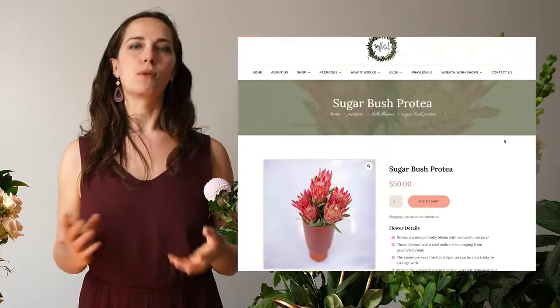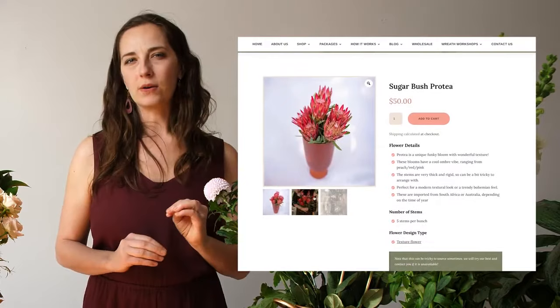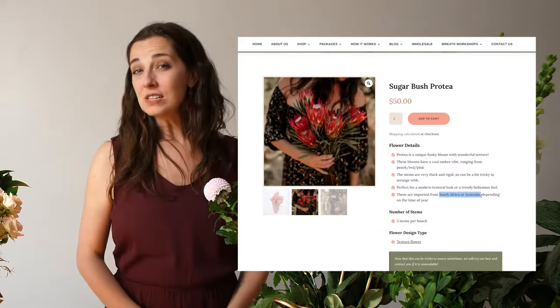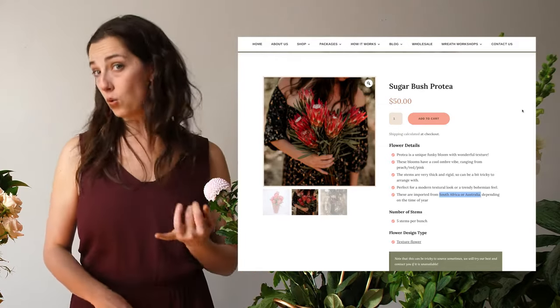Another thing that impacts price is the locality of where the flowers are coming from. A good example of that is something like proteas. These are a beautiful flower and they give a really nice boho vibe. I love them. But they're actually from South Africa or from Australia. As you can imagine, flights are not cheap, and flying those flowers all the way from those exotic locations to where you live adds a substantial price tag to them. So if you're choosing flowers that are imported from faraway countries, that's going to increase the cost a lot.